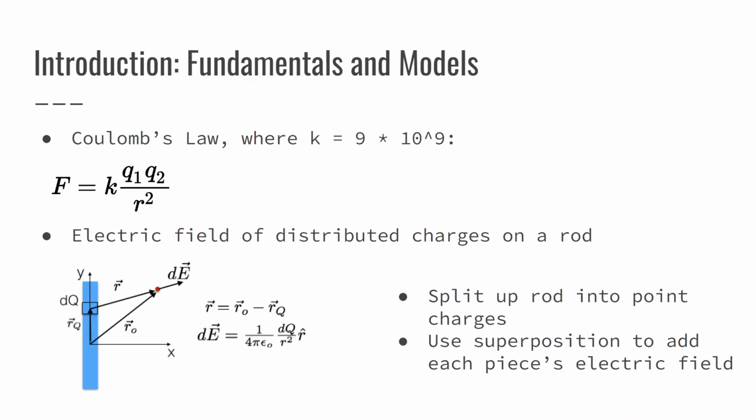The fundamentals and models we're going to be using in this lab are Coulomb's law, where F equals K times the charges over the radius squared, similar to the first lab, just to calculate the amount of charge on there. We also need to know the electric field of distributed charges on a rod. The way we calculate this is by splitting up the rod into point charges, calculating the electric field for each point charge, and then using superposition to add each piece of electric field to find the total electric field of the distributed charges on the rod. We're going to use this to model the charges on the tape and to find the charge on a single piece of U-tape.